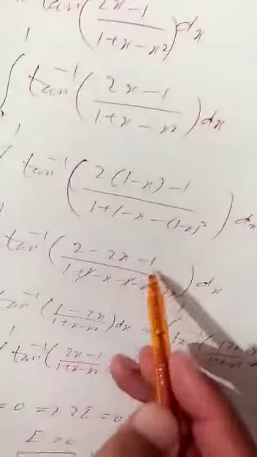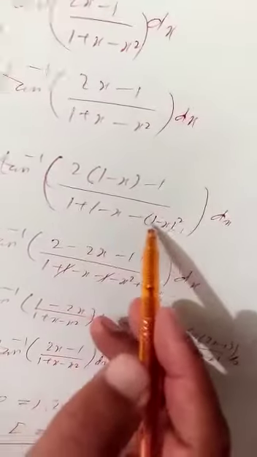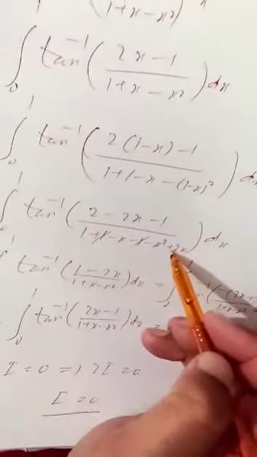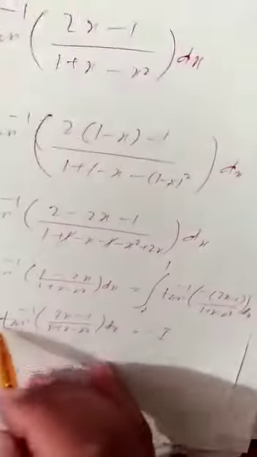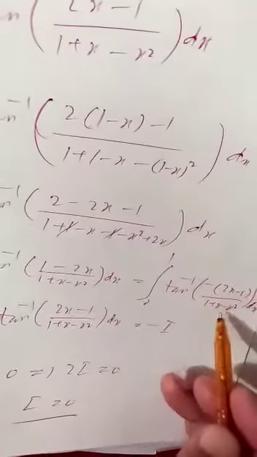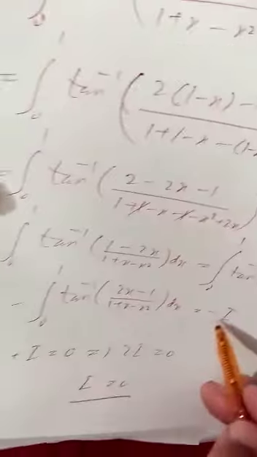Replacing x by 1 minus x here and here, simplifying, we get 2 minus 2x minus 1 over 1 plus 1 minus x minus, expanding this formula and multiplying by minus, 1 minus x square plus 2x, cancelling 1 with minus 1 and simplifying, we get this. Taking minus common, since tangent inverse is an odd function, we can take the minus outside. So tangent inverse of (2x minus 1) over (1 plus x minus x square), which is again I, but minus I. Bringing it on the left hand side and adding, 2I is equal to 0, and that is I is equal to 0.